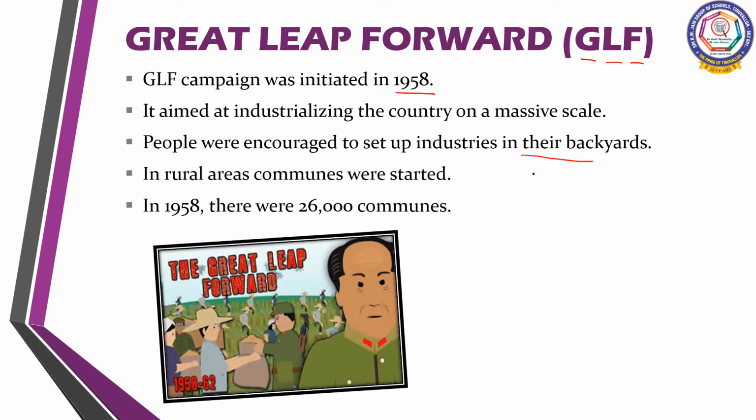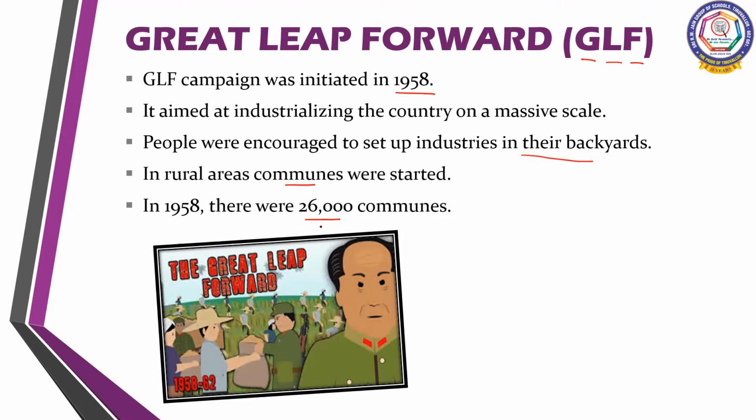It was introduced by Chairman Mao Zedong, also known as Mao Zedong. In rural areas, communes were started. Communes means collective cultivation of land. The Chinese organized collective cultivation of land. In 1958, there were 26,000 communes.